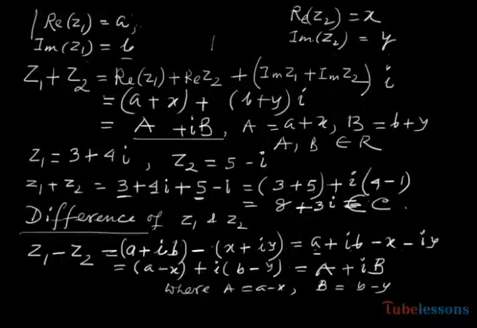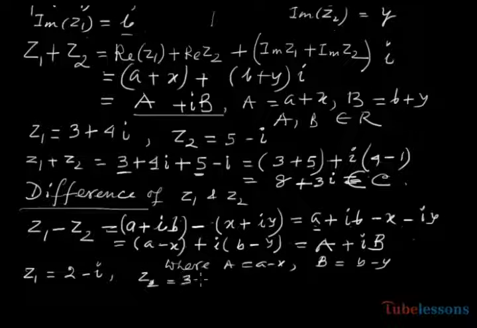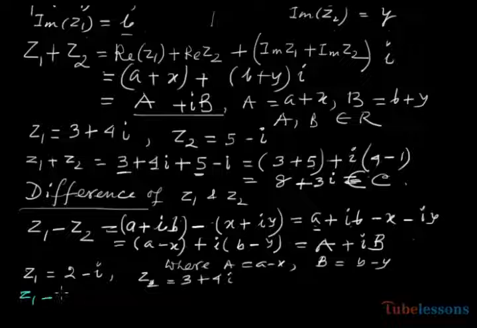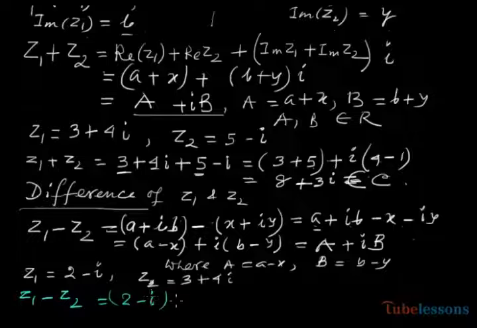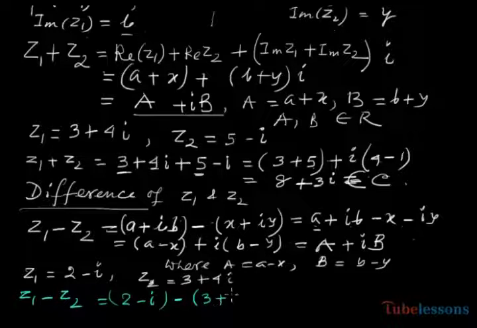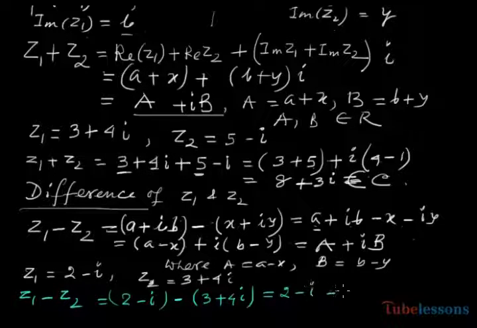For example, Z1 is equal to 2 minus i and Z2 is equal to 3 plus 4i. Z1 minus Z2 is 2 minus i minus 3 plus 4i. That is 2 minus i minus 3 minus 4i.